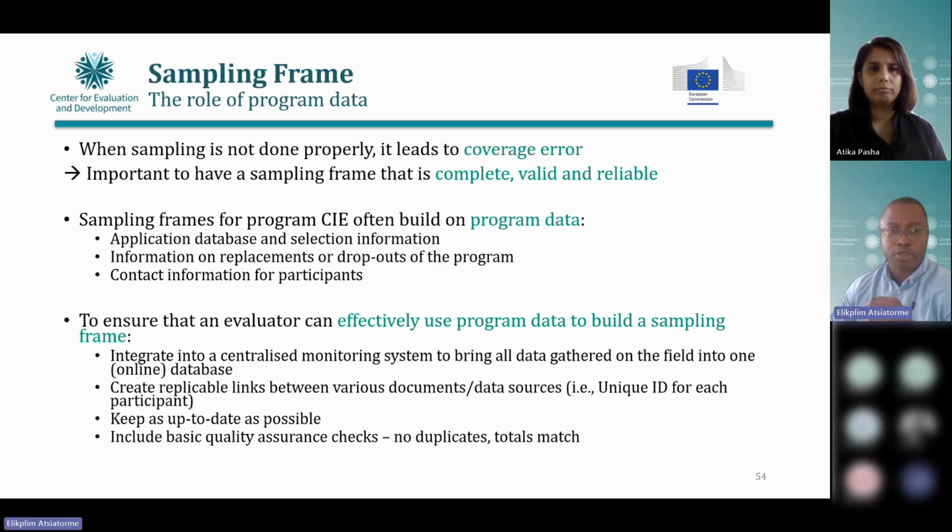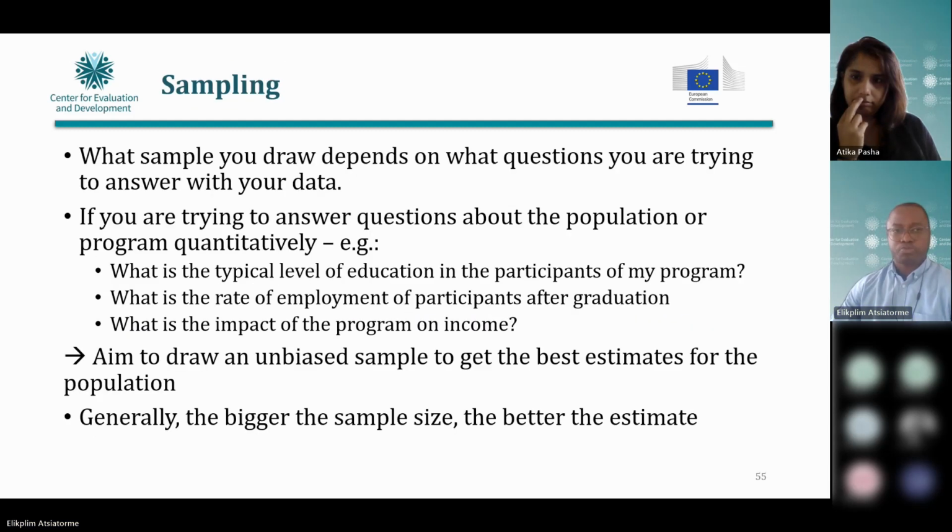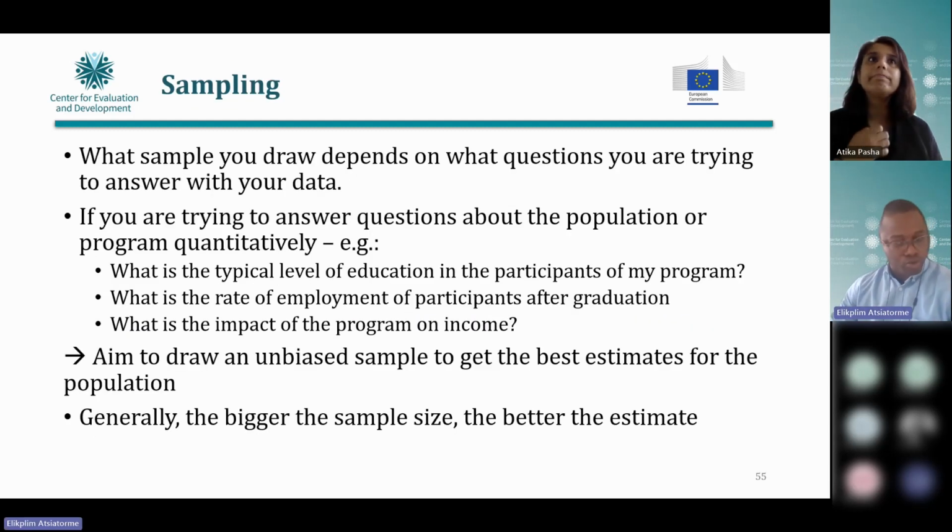And as I mentioned, in order for you to do that, the monitoring data must be really good. You also need to ensure that the quality of the monitoring data itself is ensured. Because if you don't do that, what would happen is your impact evaluation itself would be threatened. Okay, and what sample you draw also is highly dependent on the kind of research questions that you have. All of this would determine what kind of sample you would want to draw.